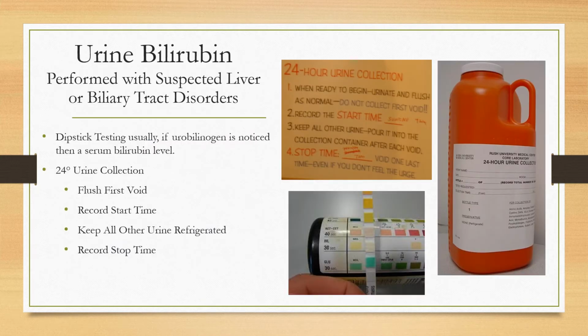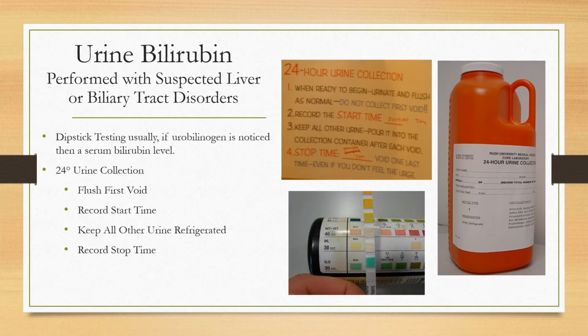Okay, so this next slide I'm going to spend next to no time on because we really don't do 24-hour urine collection for bilirubin or urobilinogen. The one test that we really do 24-hour urine tests on is protein. And why do we do that? Sometimes we'll do it with someone who we think has nephrotic syndrome, and we're looking for excessive 24-hour protein loss in the urine.